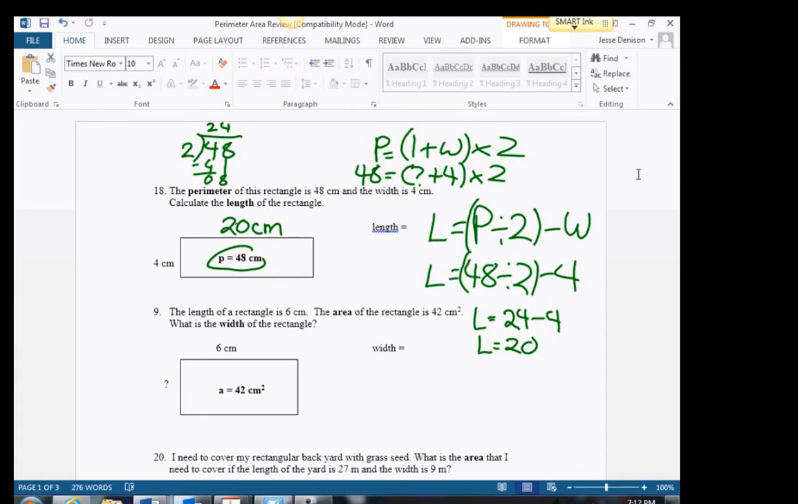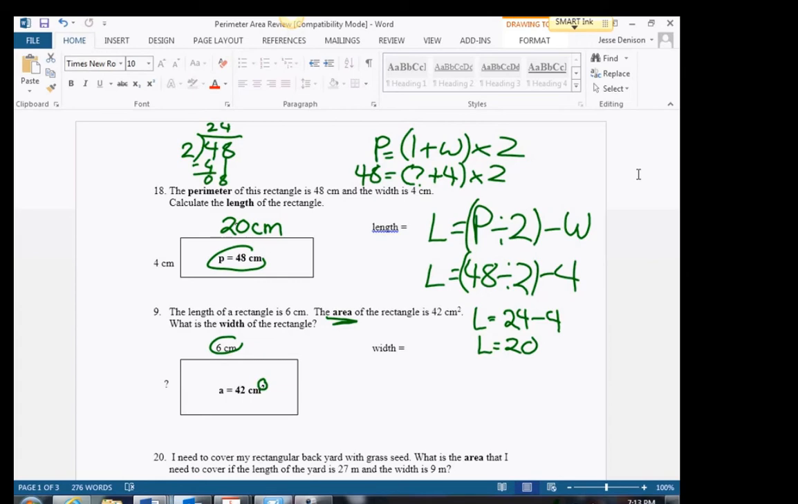Okay. Number 9 reads, the length of a rectangle is 6 centimeters. The area of the rectangle is 42 centimeters squared. What is the width of this rectangle? Again, this is similar to the question we just did. We are solving for the width. We already have the area, so it's not area equals length times width. It is a little bit different. Width equals area divided by length.